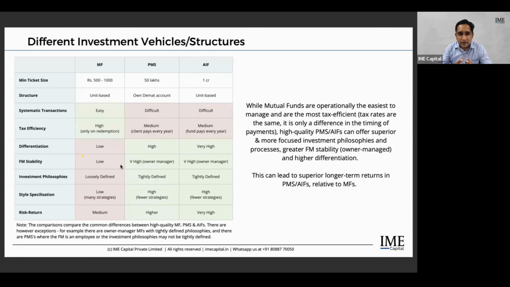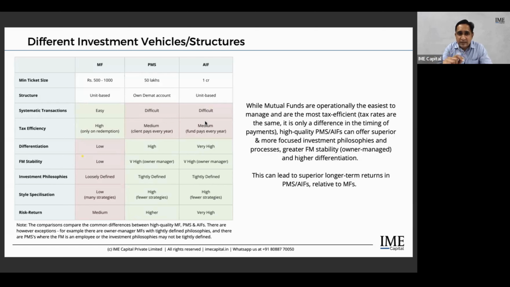There are a lot of nuances, but effectively, mutual funds are a lot easier to manage operationally. It's also a lot easier to do systematic transactions on. They are also a lot more tax efficient, where in mutual funds you only pay tax on redemptions, while in a PMS and an AIF, you're effectively paying taxes every year. It's not that you're paying more taxes. In a mutual fund, all taxes get bunched together and paid at the time of redemption. In a PMS or AIF, you're actually spreading the taxation out. You're paying taxes each year.